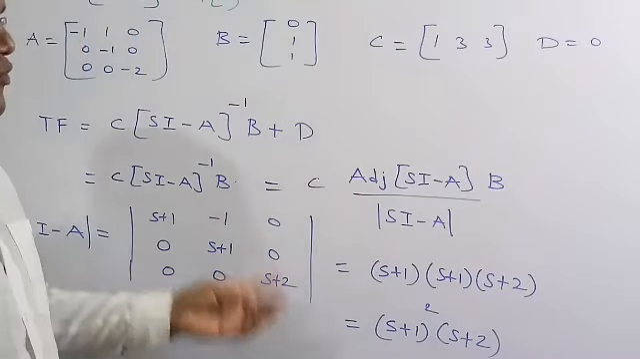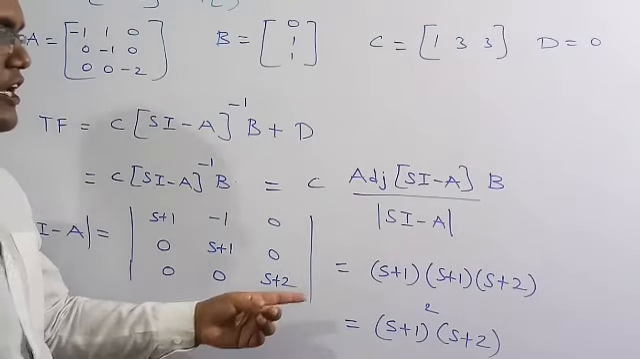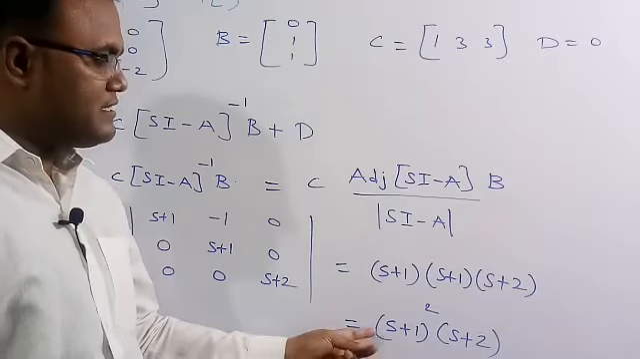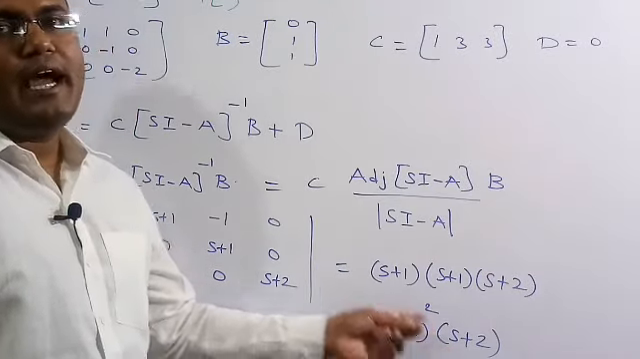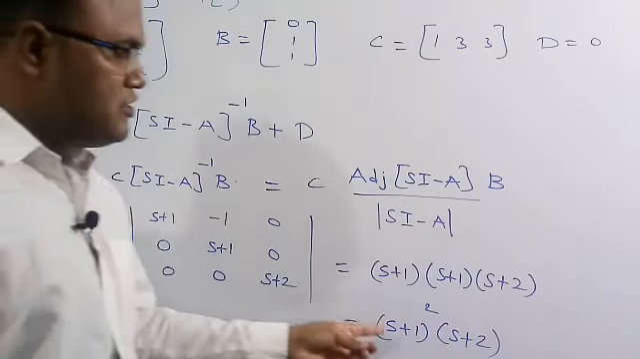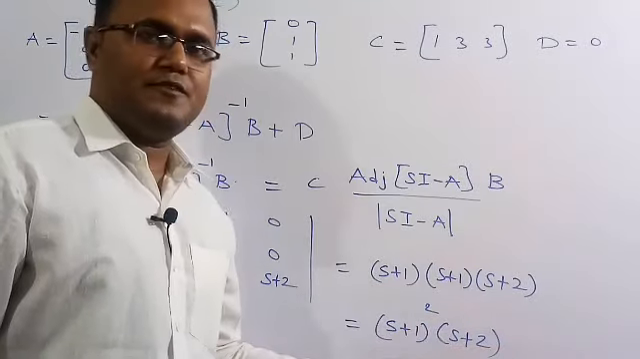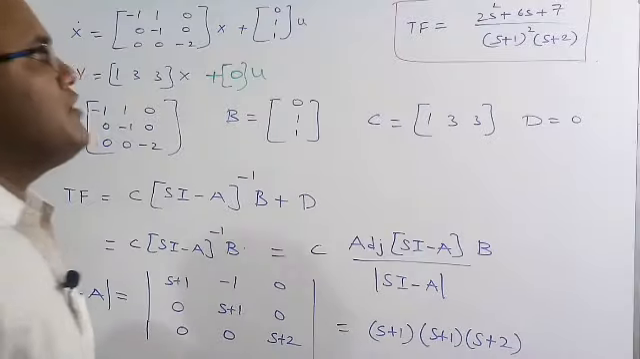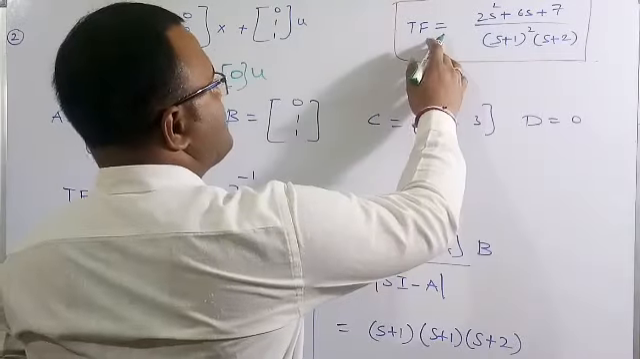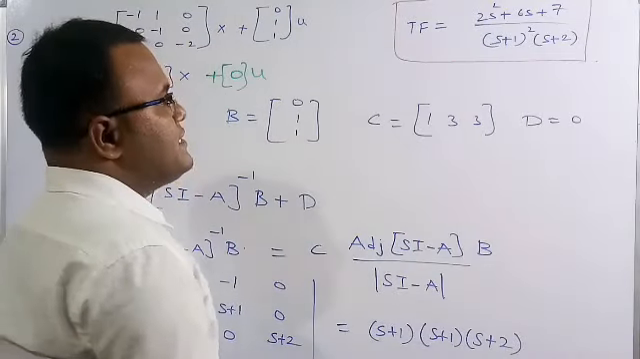If you see all four options, only in the third option the denominator is (s plus 1) whole square into (s plus 2), and in the remaining three options the denominator is not in this fashion. So, to save time, we are going to directly find the transfer function from the options. We are going to tick option 3.